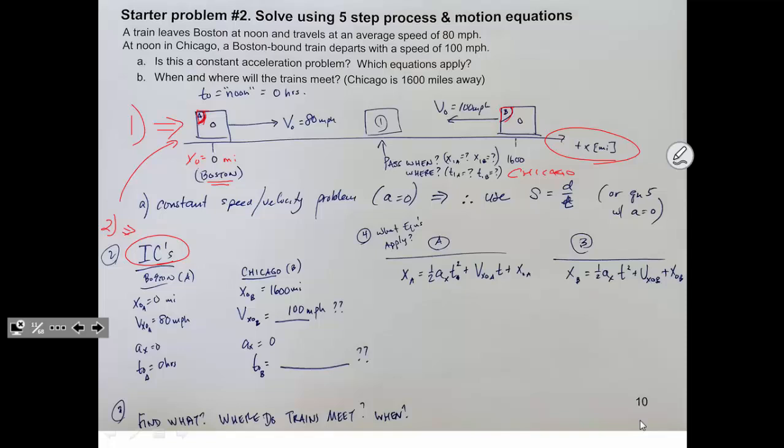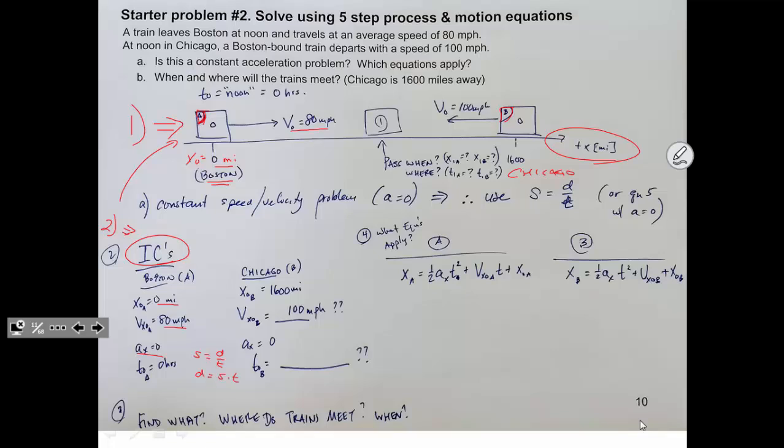So, for the Boston-bound train, we start out at 0 miles, which I've written down here. We have a constant velocity of 80 miles per hour. So our acceleration for these problems is 0. Technically, this is a case of constant acceleration, and I will use constant accelerations for this. But rather than the constant acceleration equations, you can just use the speed equals distance over time formula, or the same thing written as distance equals speed times time. And you're going to see when I work this out that that's exactly what happens.